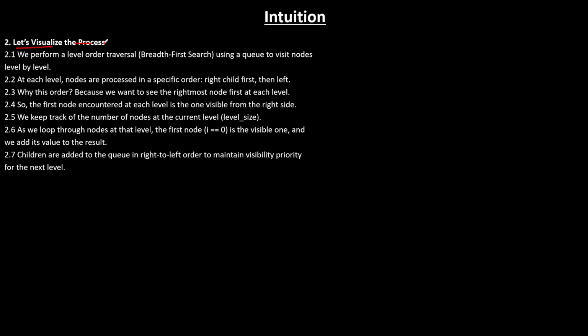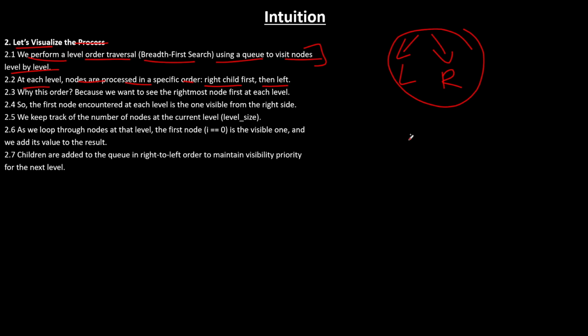Okay, let's visualize the process. We perform a level order traversal, a breadth first search, using a queue to visit nodes level by level. We know how we do that, right? At each level, nodes are processed in a specific order. We will go from right child first, then left. If you remember, I told you earlier also when we were talking about BFS, BFS is generally left to right, correct? But if the question requirement is, we could start from right first, then left.